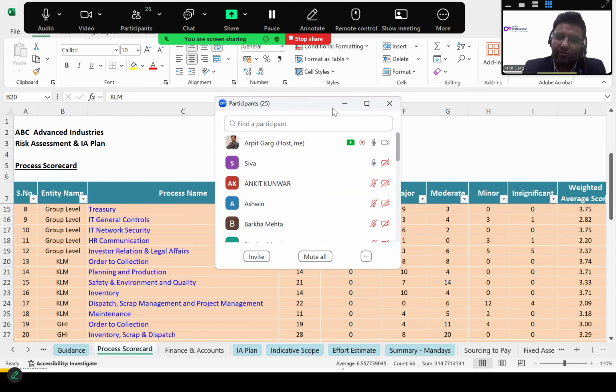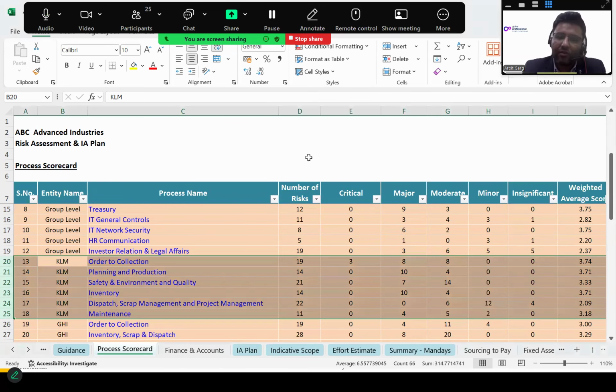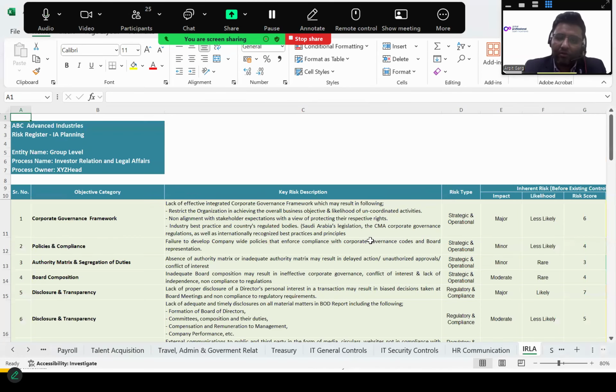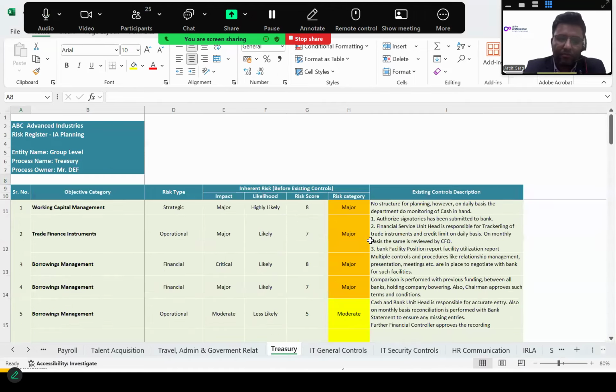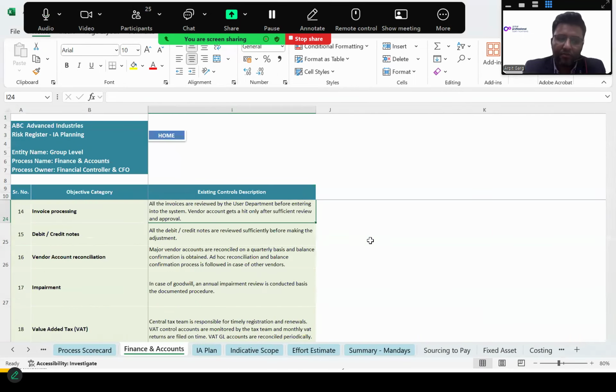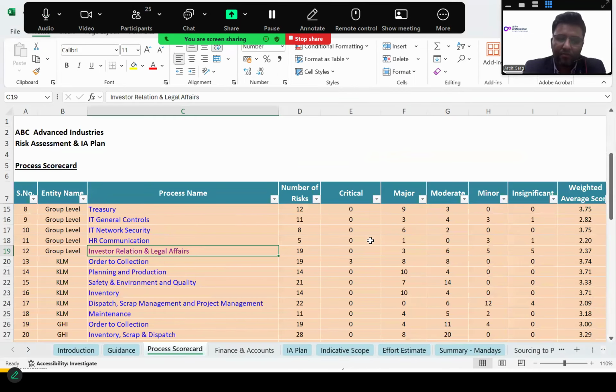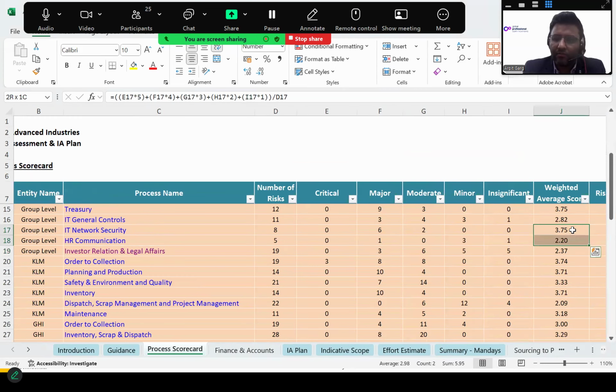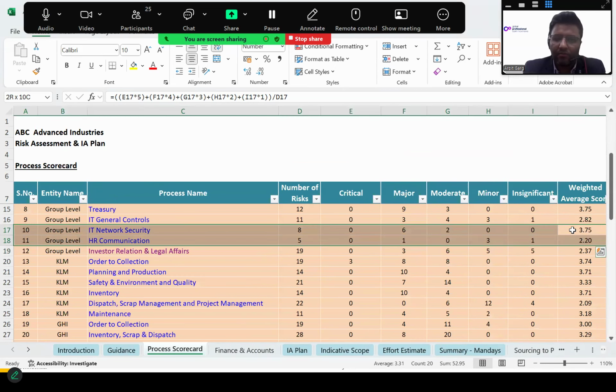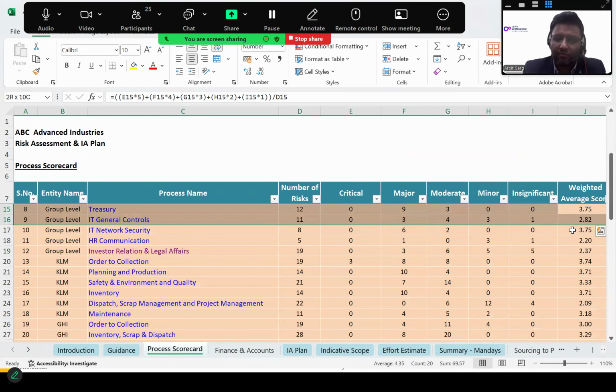Is there any special scoring given for fraud risk here? For example, in serial numbers 8 and 9, can you go to that process scorecard? Fraud risk in that scoring. In serial number 8, the weighted average is 3.75, and in 9 it's 2.82. So that means Treasury is given more weightage and IT General Controls is given 2.82. But what if we have more fraud risk in IT General Controls?